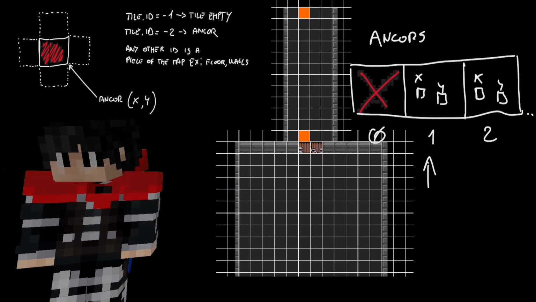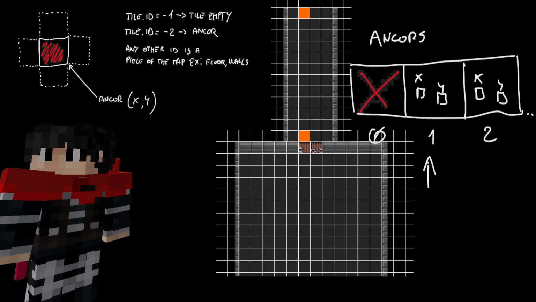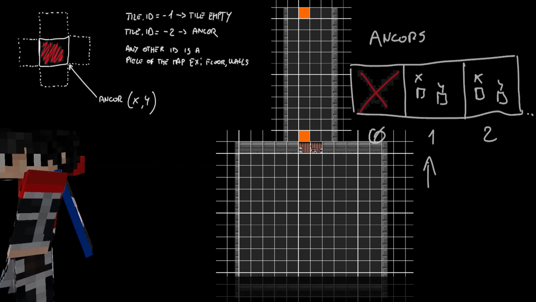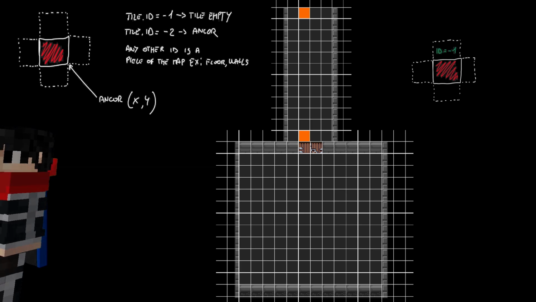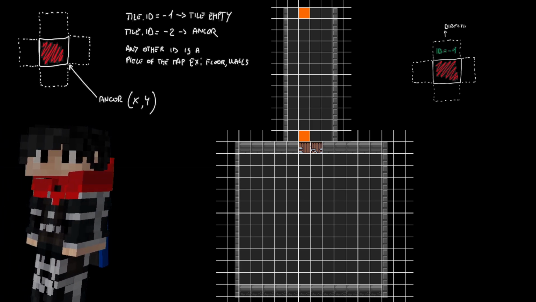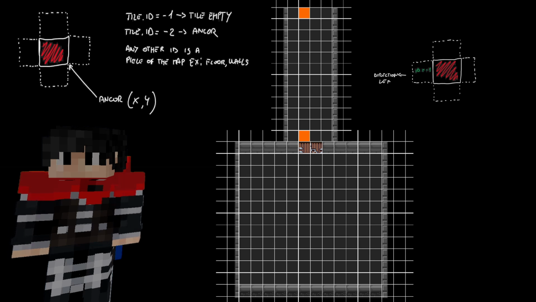At the same time, you can figure out another thing: the direction where you need to summon the new room. Let's think about it. If you have checked the 4 tiles around the anchor, you have figured out also the direction where you need to summon the room. So if you check around and you find that the tile on top of your anchor is -1, you have found that the direction for the next room is going to be up. And this is not a useless piece of information.